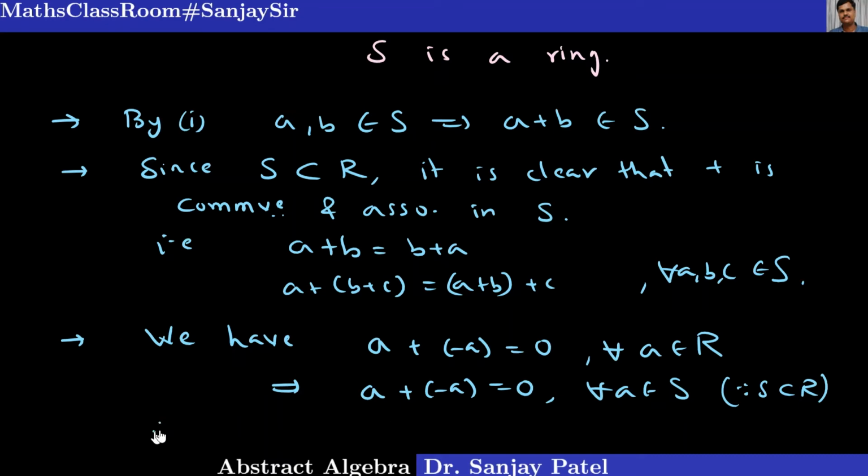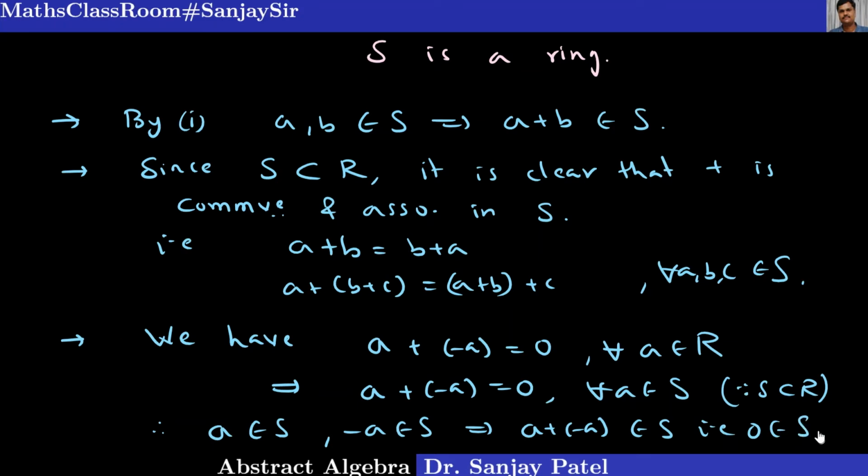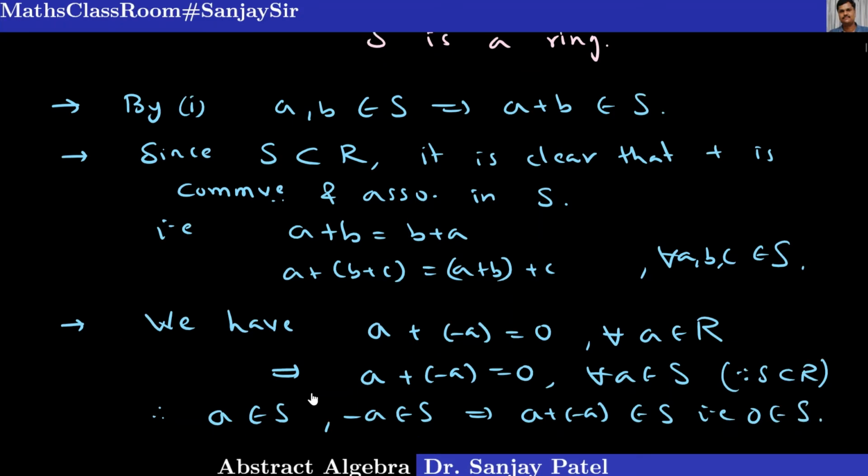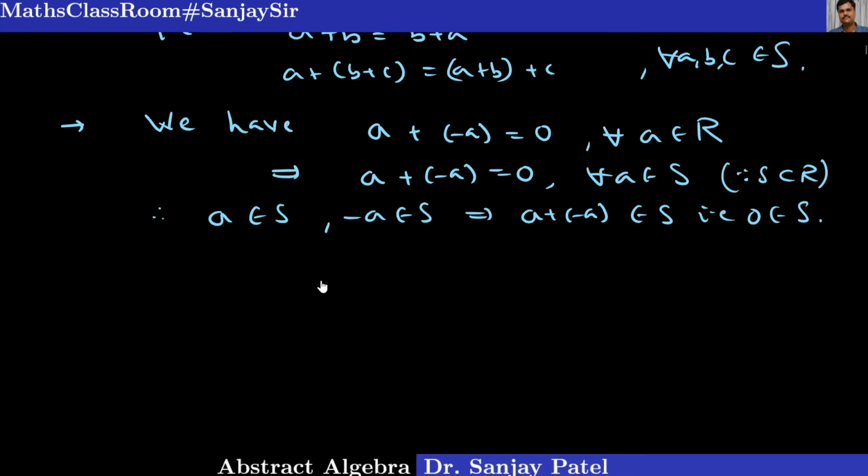Now, if a belongs to S and minus a belongs to S, then I can say a plus minus a also belongs to S, and that is 0 belongs to S. So the element 0 exists in the set S. That is, S also has the same 0 element as the 0 element of R.